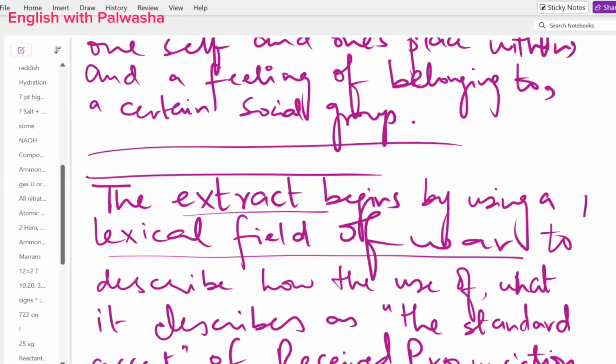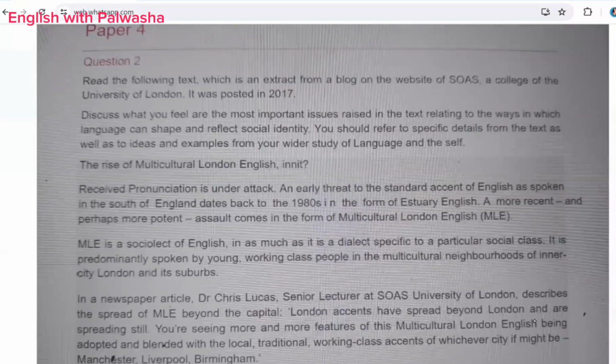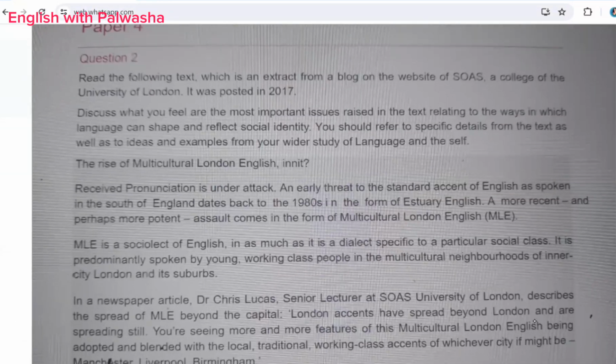So what I was explaining there, basically, it was paper four. Paper four, I have already discussed important issues with you. So this was the question that read: the following text, which is an extract from a blog on the website of SOAS, a college of the University of London. It was posted in 2017. Discuss what you feel are the most important issues raised in the text relating to the ways in which language can shape and reflect social identity.